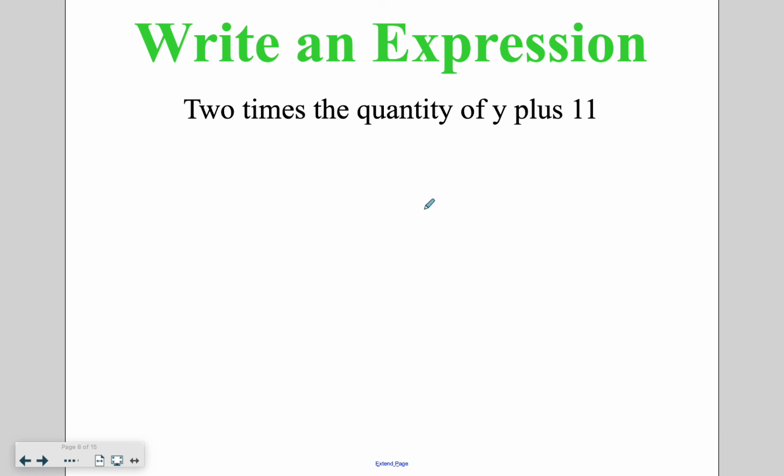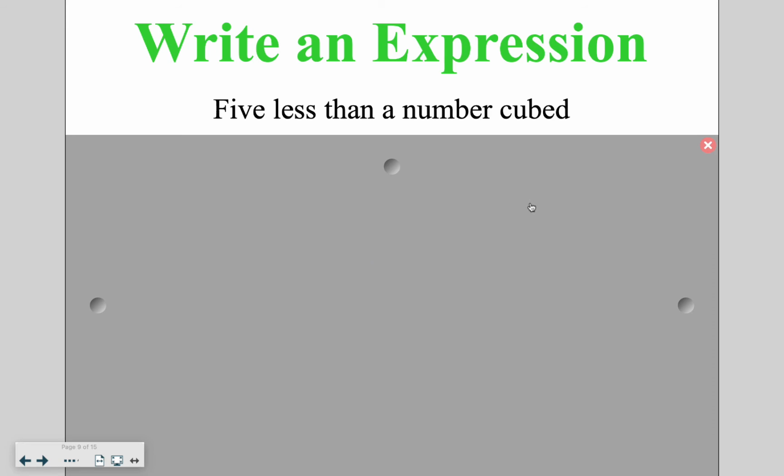Now we're going to go the other direction. They give us the verbal expression, and they want the algebraic expression. So 2 times the quantity of y plus 11. So I'm going to start with 2. Then I'm going to multiply by the quantity. So that tells me I want a group of y plus 11. You can also write this out as 2(y plus 11), since you do not need the multiplication sign if you have the parentheses there. Go ahead and try this one on your own.